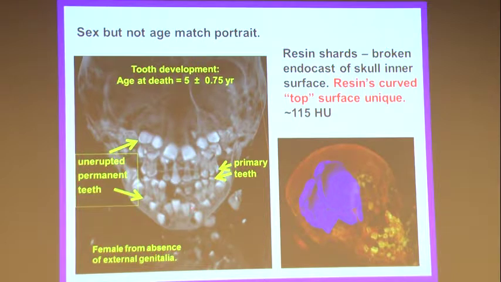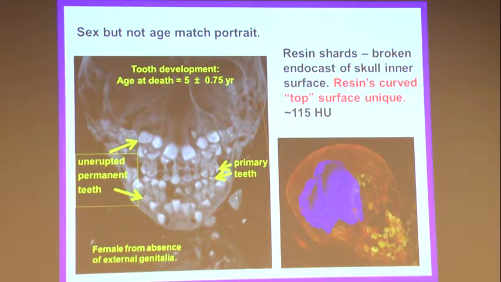So here is a simple projection from the CT data of the tooth development. And tooth development for children is the best indicator of age. So we make this age of death to be 5 plus or minus 3/4 of a year, and that's based upon unerupted permanent teeth and the presence of primary teeth. We infer this is a female, it was a girl, from the absence of external genitalia. We know that typically in a well-preserved mummy we can see external genitalia, i.e. males from females. So we would infer that this was in fact a 5-year-old girl when she died.